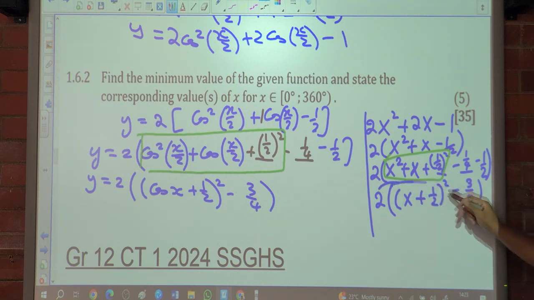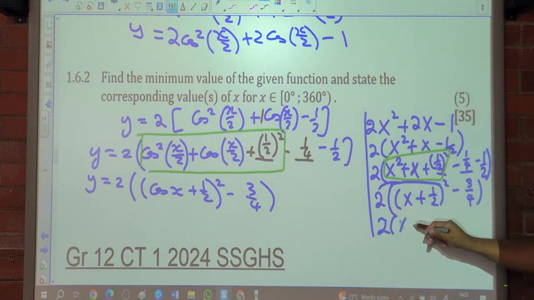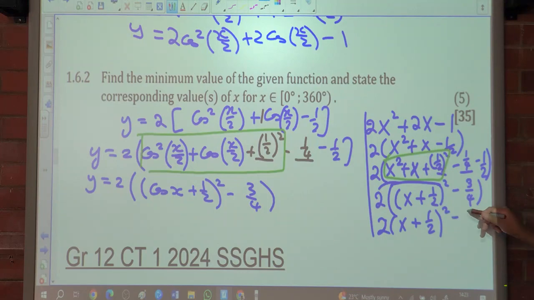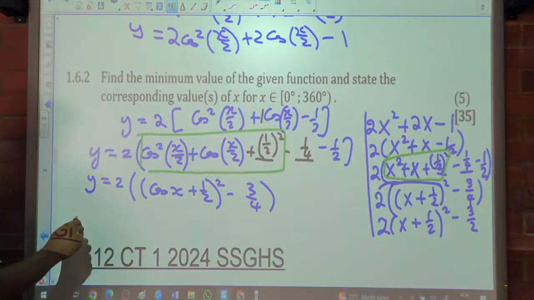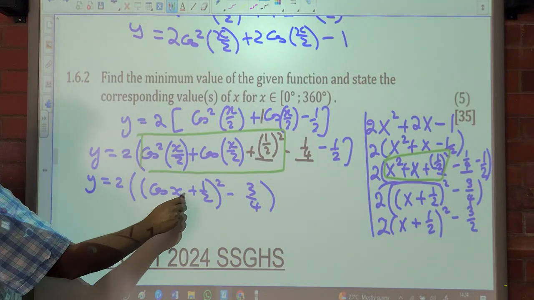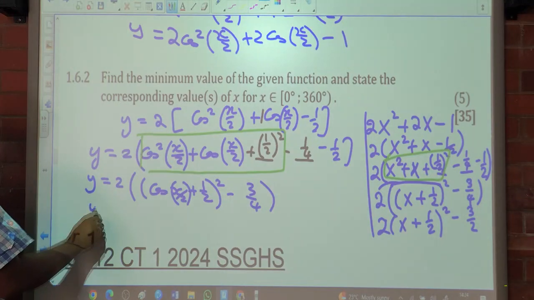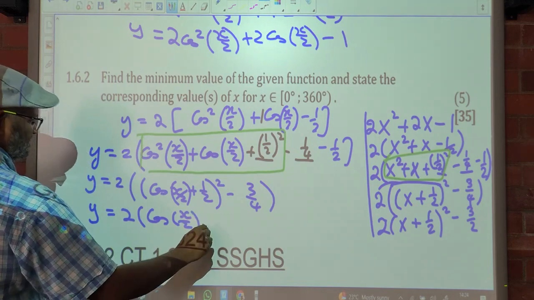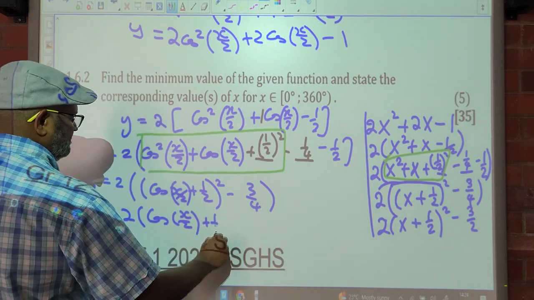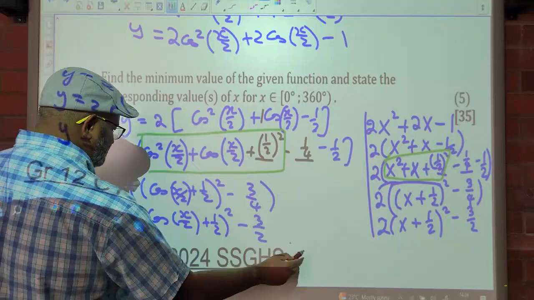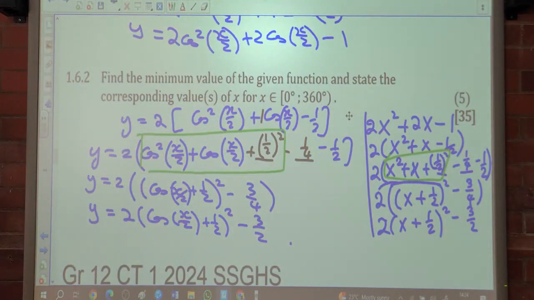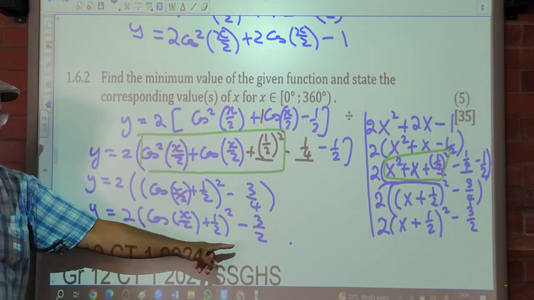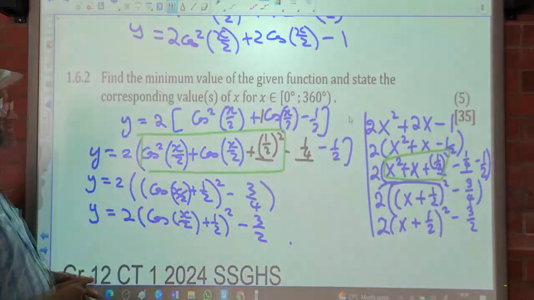Okay, what do I do from here? Get rid of the bracket. So it's going to be 2 into x plus a half squared minus 3/2. Exactly the same here. Sorry? Cos x over 2. Thank you. So I got y is equal to 2 into cos x over 2 plus half squared minus 3/2. Have I answered the question? What's the question? Find the minimum value. So what's the minimum value? Negative 3/2.